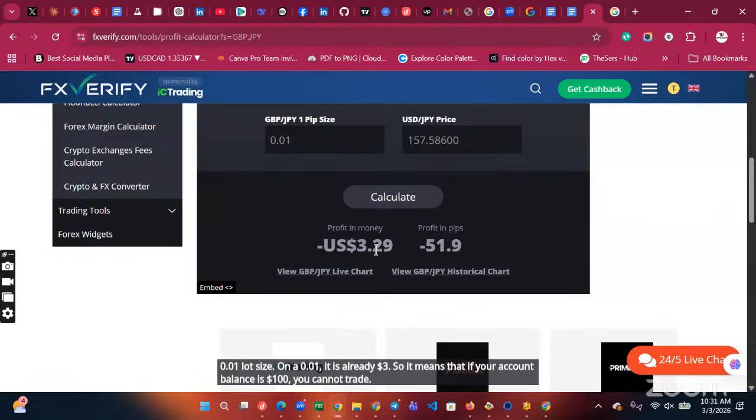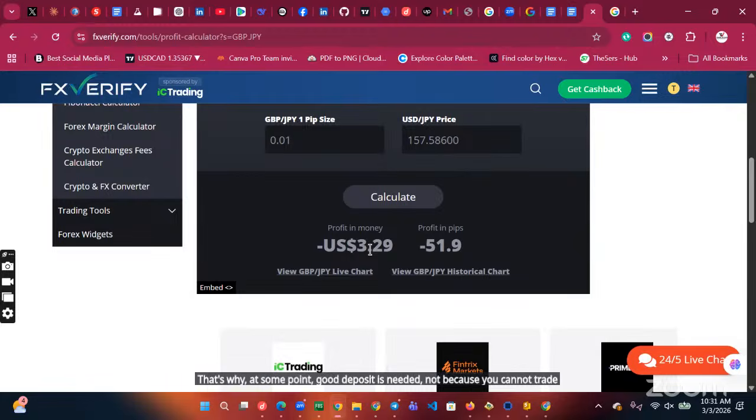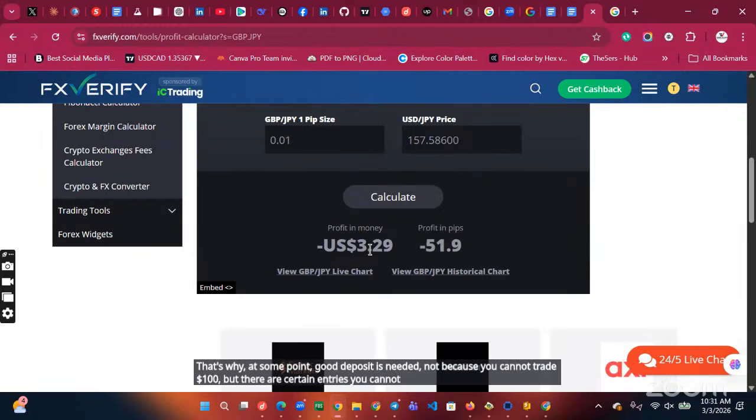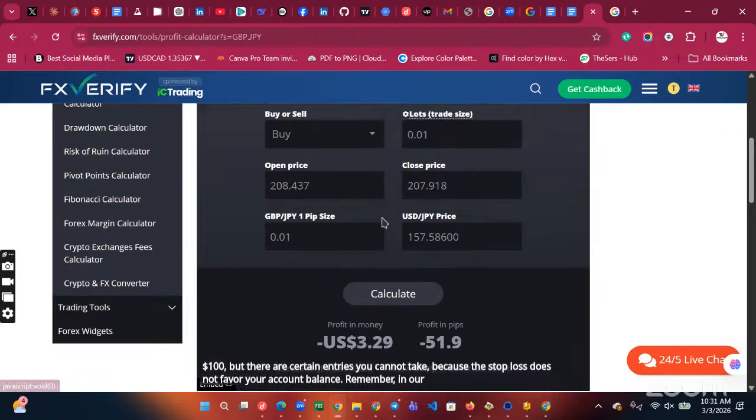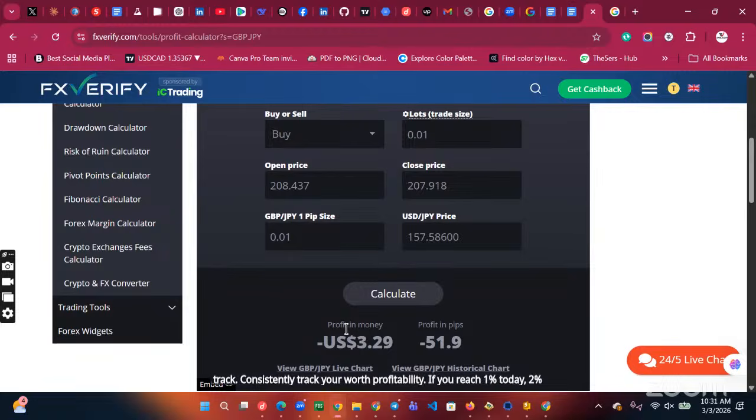That's why at some point, a good deposit is needed. Not because you cannot trade $100, but there are certain entries you cannot take because the stop loss does not favor your account balance. Remember, in our money management, you must be risking 1% per trade so that you can consistently track your profitability. If you risk 1% today, 2% tomorrow, 20% next, at the end of the day, you're just deceiving yourself because you cannot be profitable. There's no hope for you in trading. If your risk is not defined, just forget it.